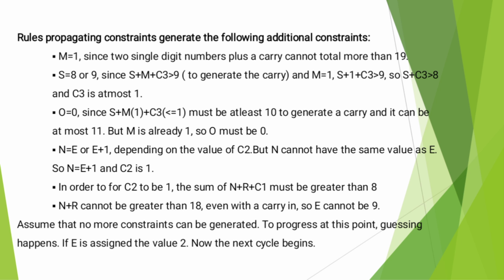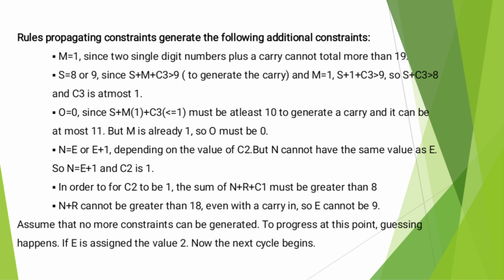The rule propagation generates the following additional constraints. M is equal to 1, since two single digit numbers plus a carry cannot total more than 19. Therefore S is equal to 8 or 9, since S plus M plus C3 is greater than 9, and M is equal to 1. So S plus 1 plus C3 is greater than 9, so S plus C3 is greater than 8, and C3 is at most 1. C3 is the carry, and the carry is at most 1.